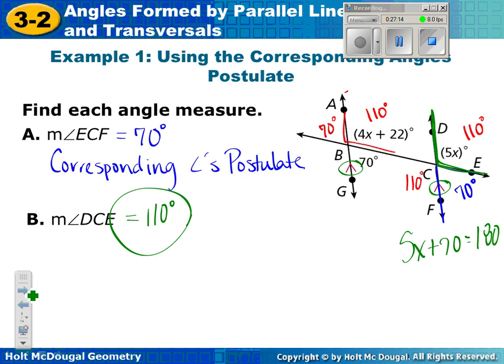Oh, and then, yeah, let me list what I did. We knew this was 70 by using the corresponding angles postulate up here. So now what theorem did I use to get that this was 110? Linear pair. So linear pair theorem. And make sure you're including that word theorem or postulate where appropriate, because that's going to help us for proofs.